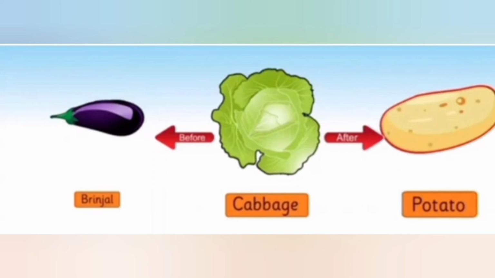Here, cabbage is in between brinjal and potato. And what is the position of brinjal? Brinjal is placed before the cabbage. And the position of potato is, it is placed after the cabbage. So cabbage is in between brinjal and potato.